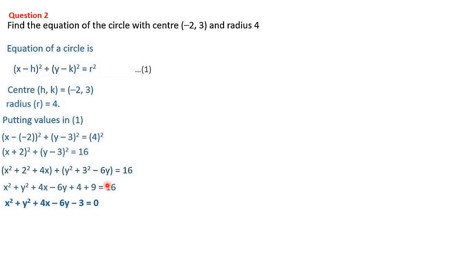13, then when we take this 16 to the left side, it comes as minus 16. That means here left side will be coming 13 minus 16. 13 minus 16, we know that it is minus 3. That's why here minus 3 coming. X square plus y square plus 4x minus 6y, then minus 3 is equal to 0. This is the required equation of the circle with center minus 2, 3 and radius 4.